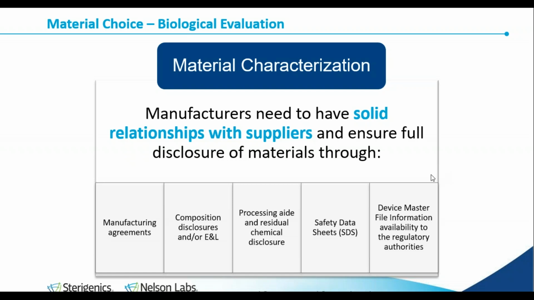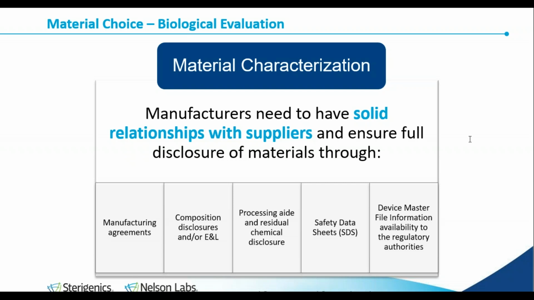Composition disclosures are things that are nice to get from suppliers, but yet sometimes the composition of their materials might be proprietary. So if they're willing to share that, great. If not, then if they have any extractable and leachable material or data, then that is very helpful to you. And then also on the supplier, if they're supplying a component or a finished product, then also an understanding of processing aids and residual chemicals, a disclosure of those, or additional E&L data.